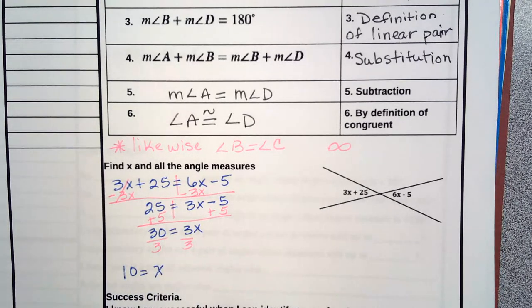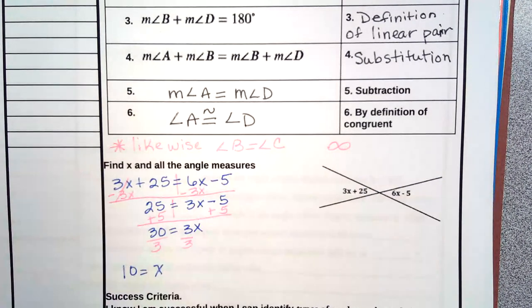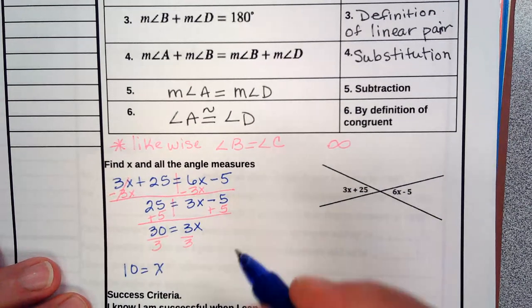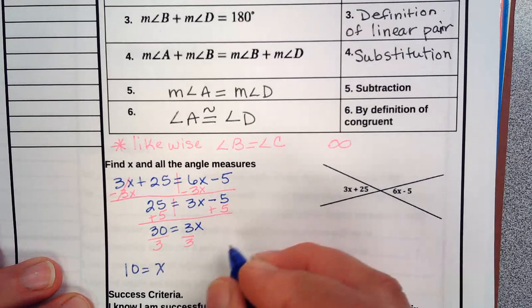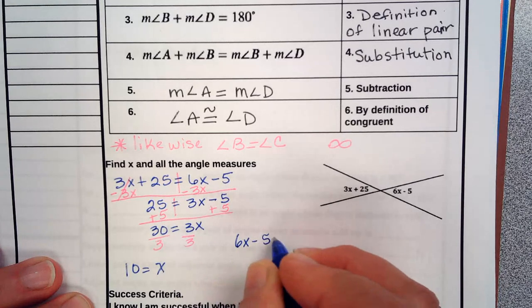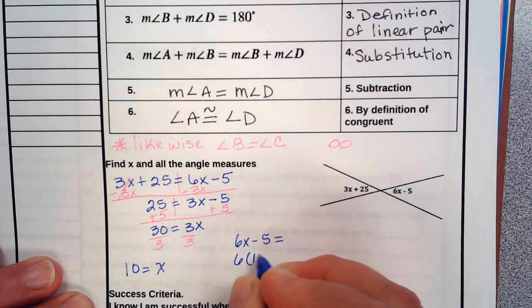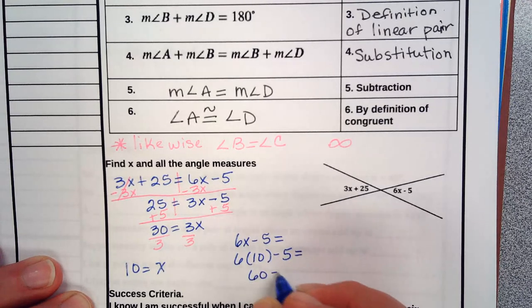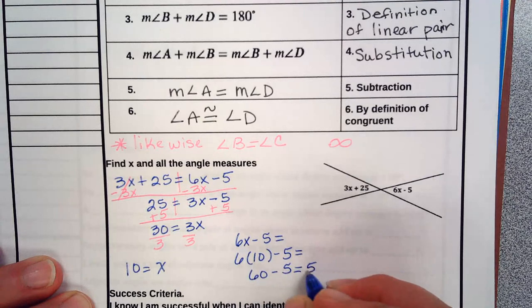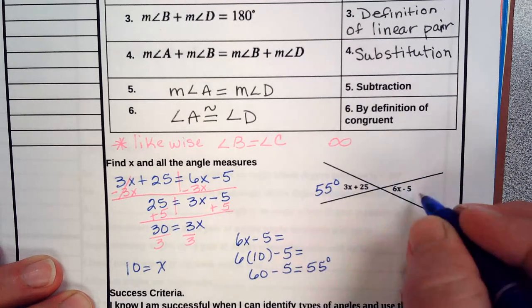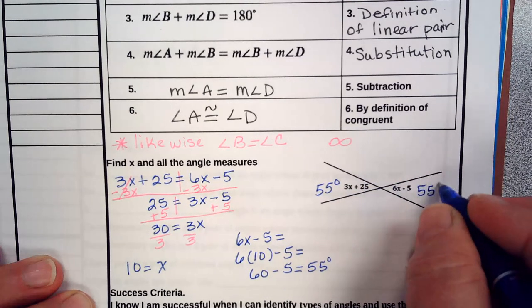Okay, does it matter which equation I use to find the first angle measure? No. I think that 6x minus 5 is going to be easier. So 6x minus 5 is equal to 6 times 10 minus 5, which is equal to 60 minus 5, which is equal to 55 degrees. So this one's 55 degrees. Likewise, this one is 55 degrees.